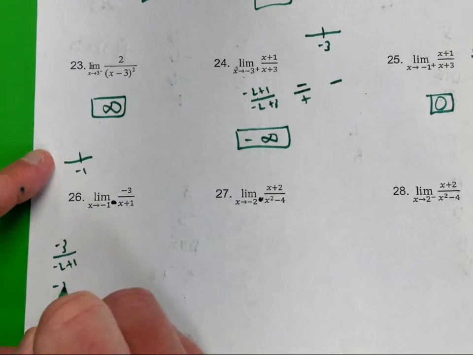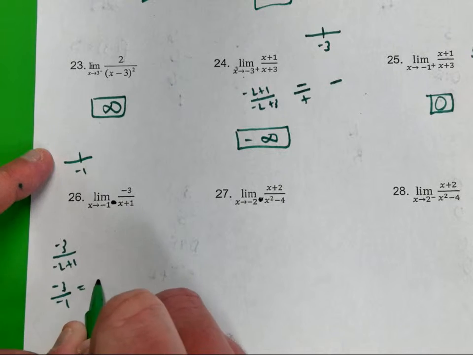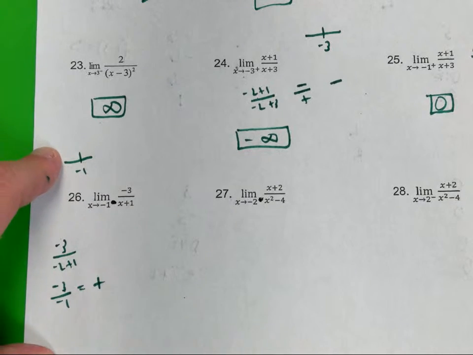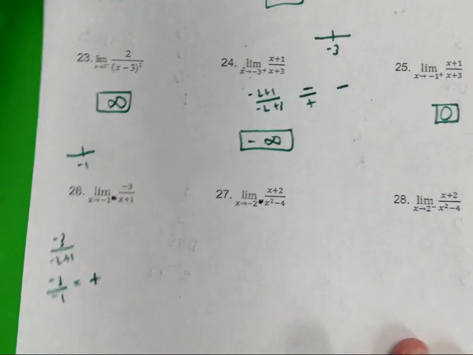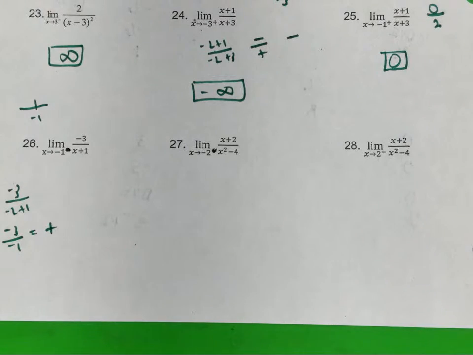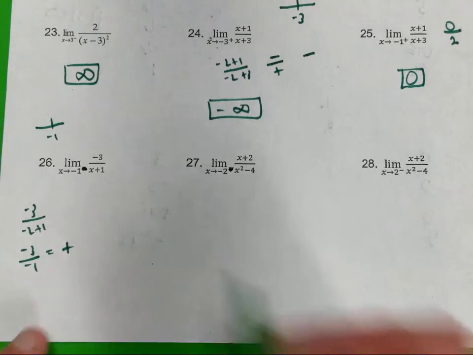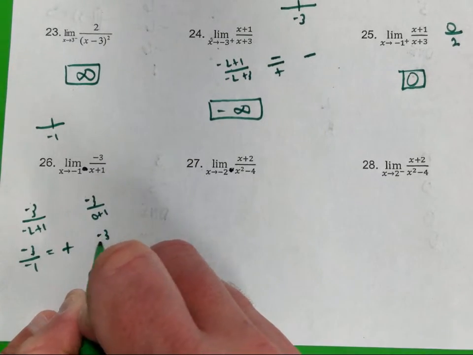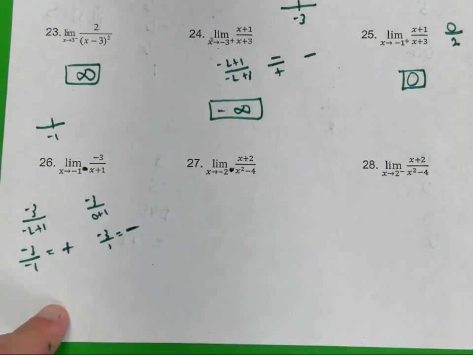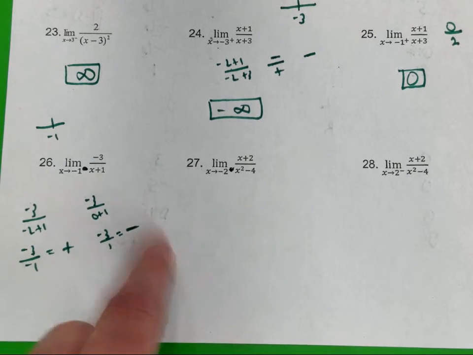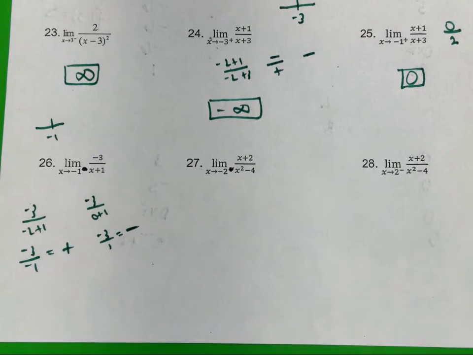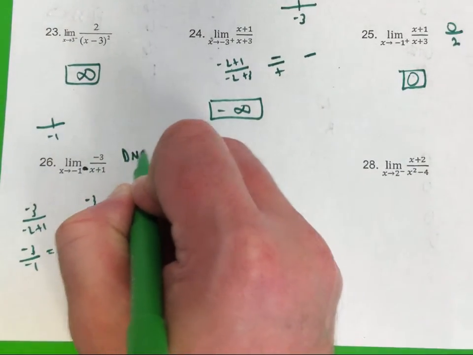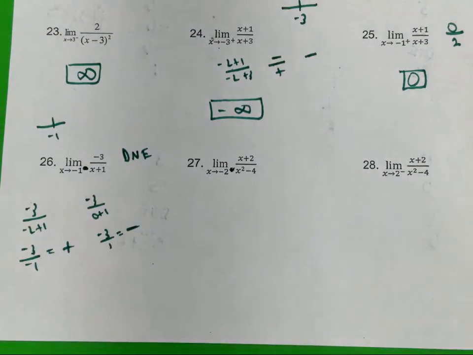-2. I get -3 over -1. That gives me a what sign? Positive, doesn't it? Okay. Now, go to the right. What's right of -1? 0. 0 plus, I got -3 over 0 plus 1. That gives me -3 over 1, which is negative. So this side is going to what infinity? Positive. This side is going to what? Are they going the same direction? So what would the answer be here? Does not exist, because they're going in two opposite directions.